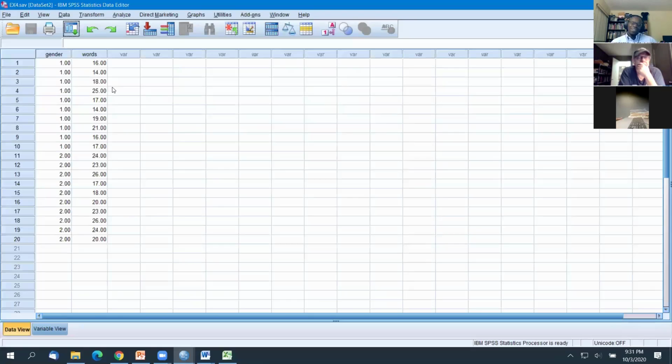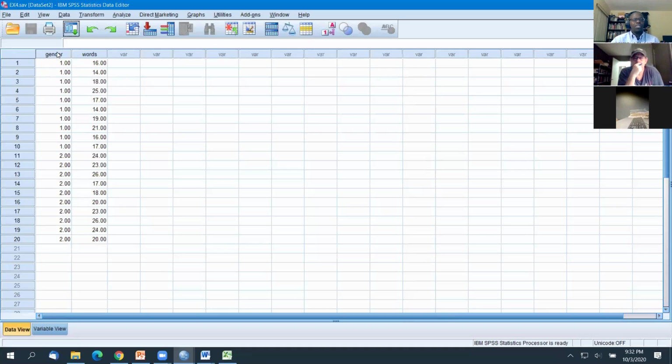I'm not going to tell you what's what. You just have to figure it out. So you're going to take this data and run the independent samples t-test on it. And then tomorrow, first thing, we're going to review these results to make sure that you've done it correctly.